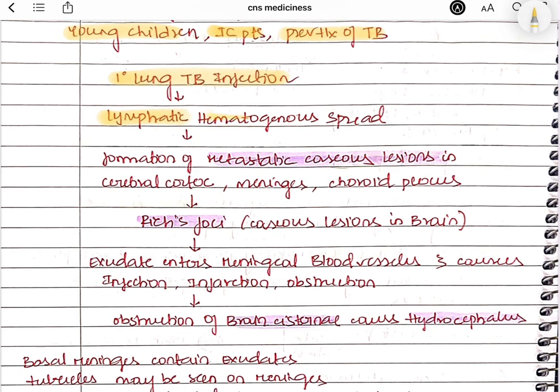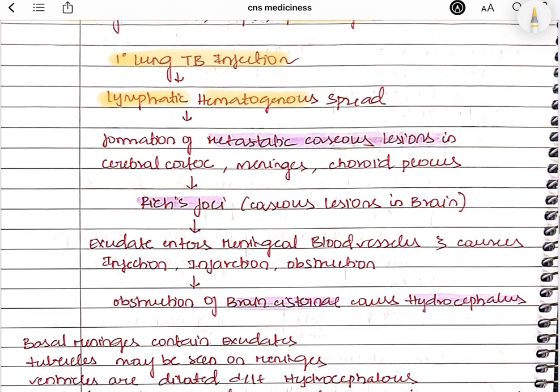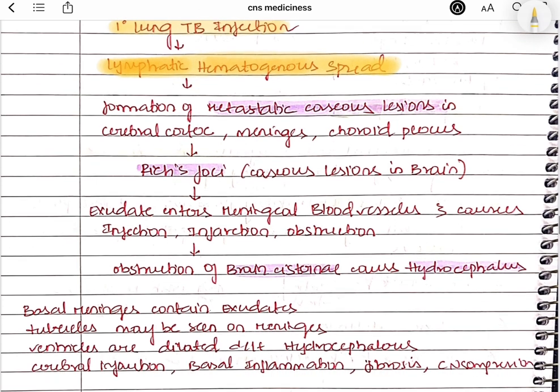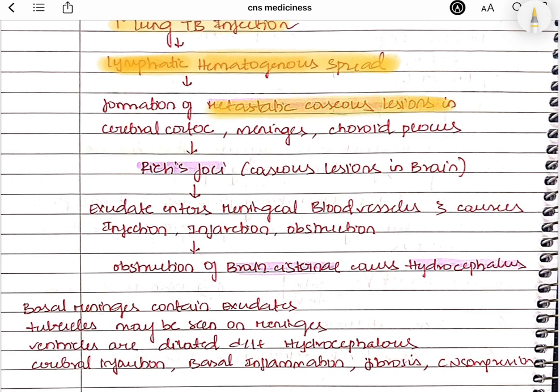Coming to the pathogenesis, first there will be primary infection in the lung. From the lymphatics and the blood, it will spread to the brain, right? So lymphatic and hematogenous spread to the brain. There will be formation of caseous lesions. These are called metastatic caseous lesions in the cerebral cortex, meninges and the choroid plexus. We have a specific term, Rich focus, for these caseous lesions in the brain. They are called Rich foci.